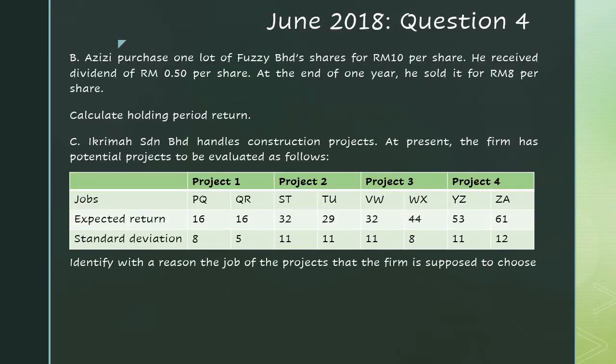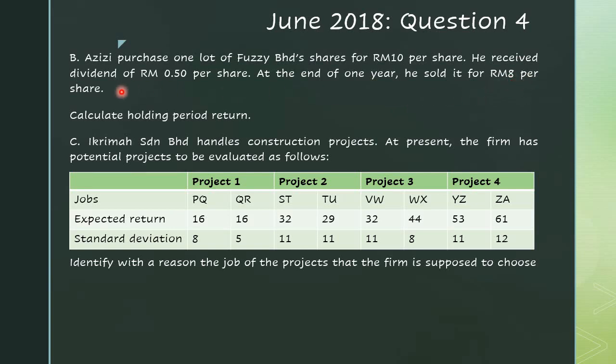Okay. The next question is on June 2018. In this case, they ask you to calculate the holding period return, or in other words, return. So Azizi purchased one lot of Hazi Berhad's shares for 10 ringgit per share. He received dividend of 50 cents per share. At the end of 1 year, he sold it for 8 ringgit per share.